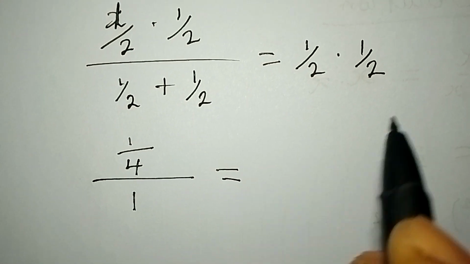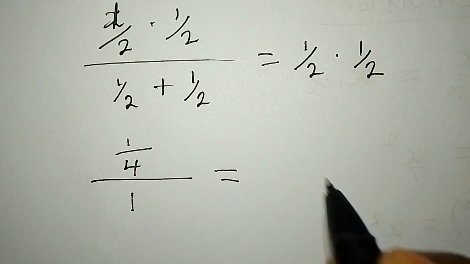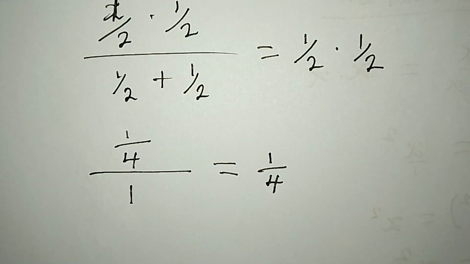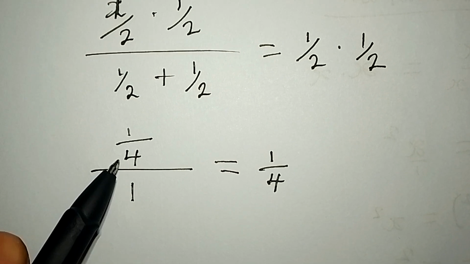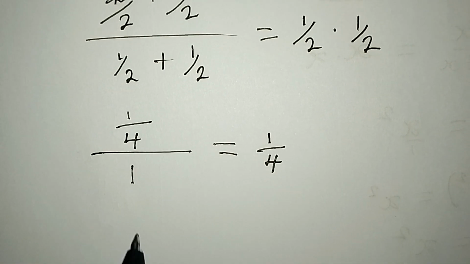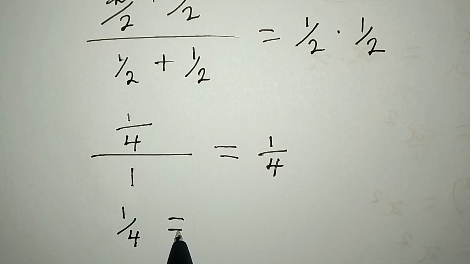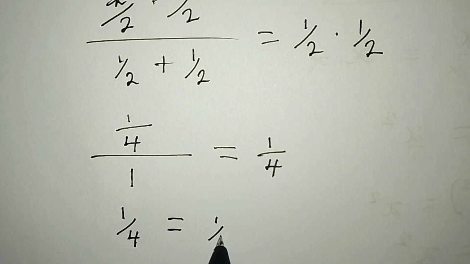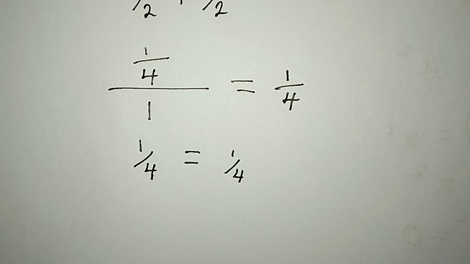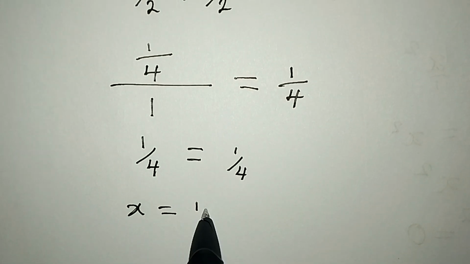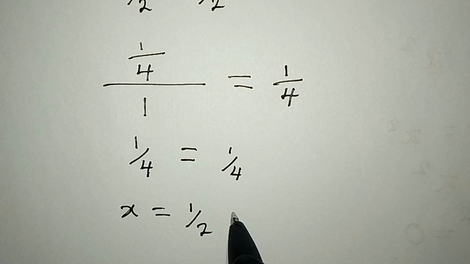Now, this is equal to 1 over 2 times 1 over 2. It will give us 1 over 4 as well. Now, 1 over 4 divided by 1 will give us the same 1 over 4. And on the right hand side, we are having 1 over 4. Now, this is to confirm that our x equal to 1 over 2 is very satisfying.